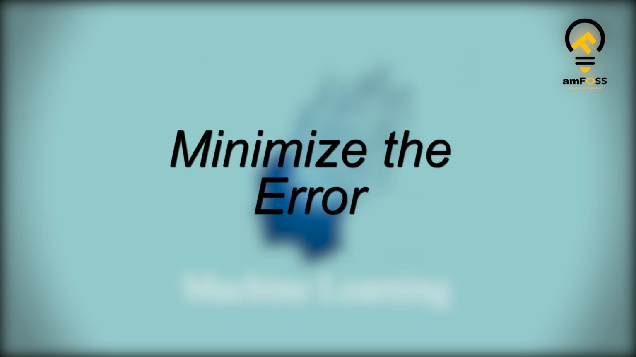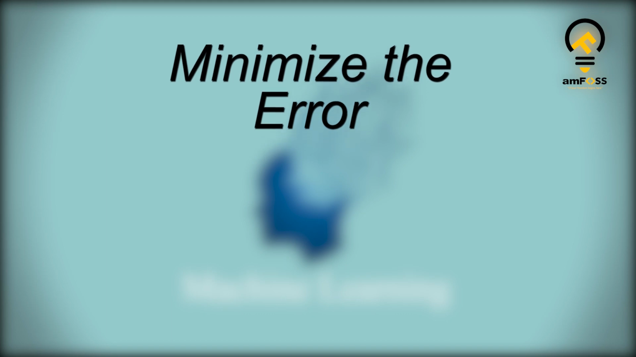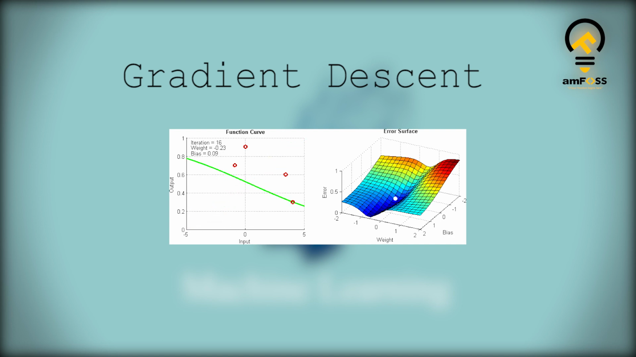To minimize this, there are several different mechanisms to minimize this error, but the most famous one is gradient descent. Gradient descent basically tries to find the change in error with respect to the internal variables, and then manipulate the internal variables to minimize the error.